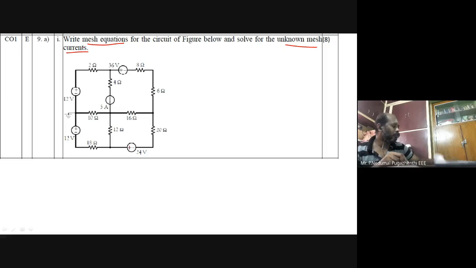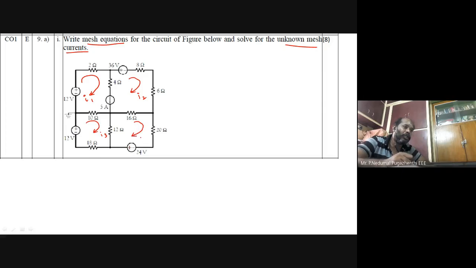So what do you find from this? This is not a normal problem. You will see that we will assume current directions. Let us say this is going to be I1, and this is going to be I2, and this is going to be I3. I am assuming. I don't know what is the current direction, but I am assuming it. I1, I2, I3, I4.